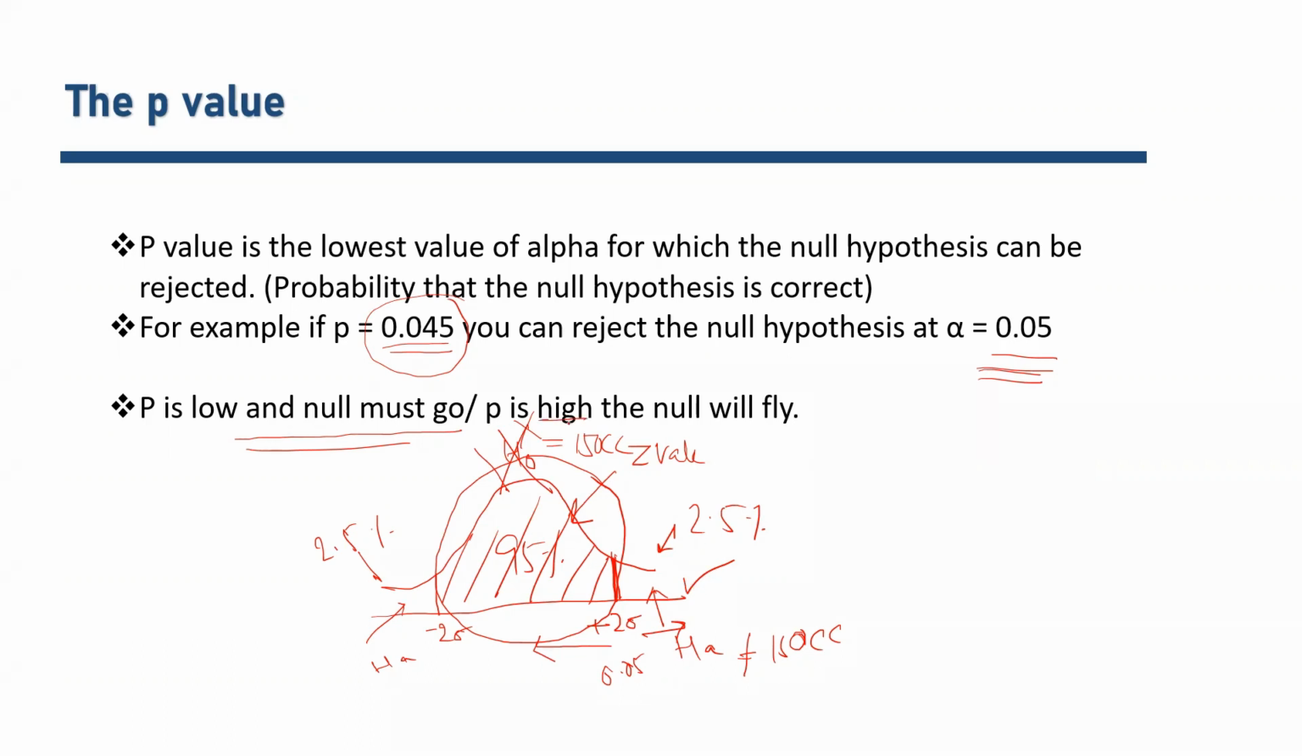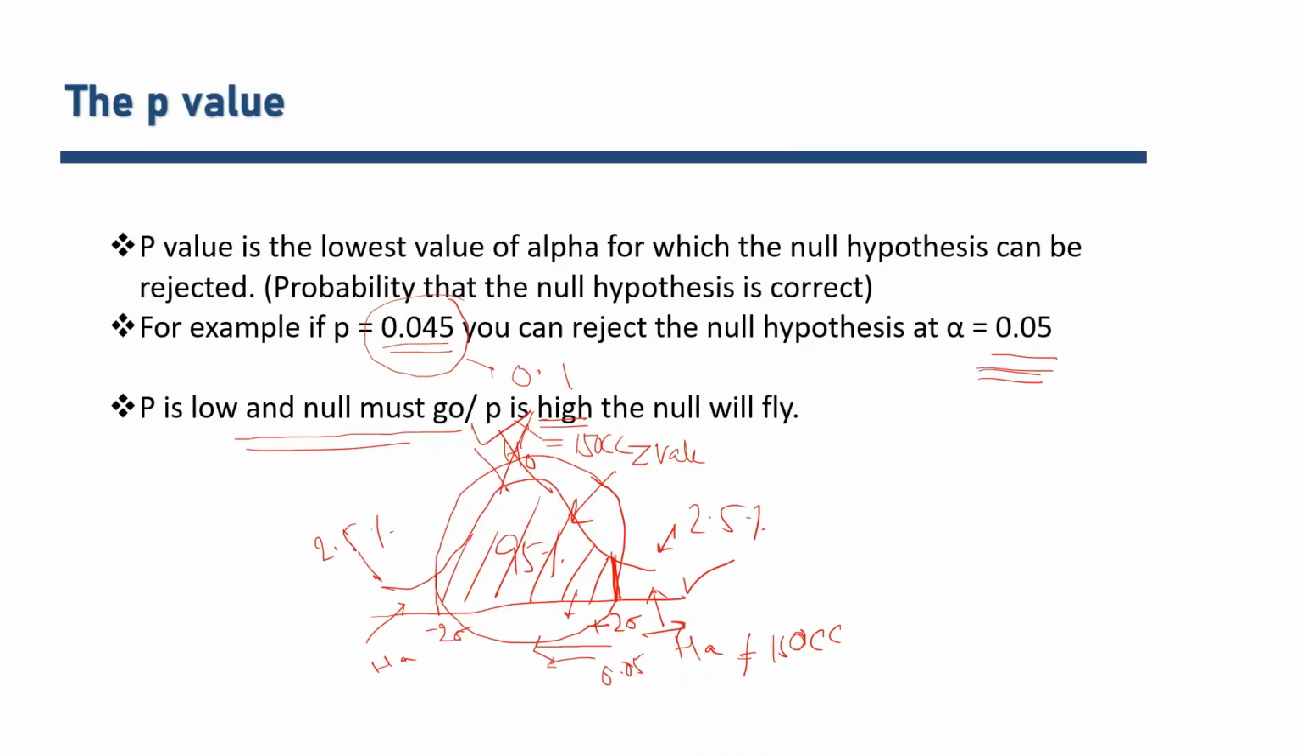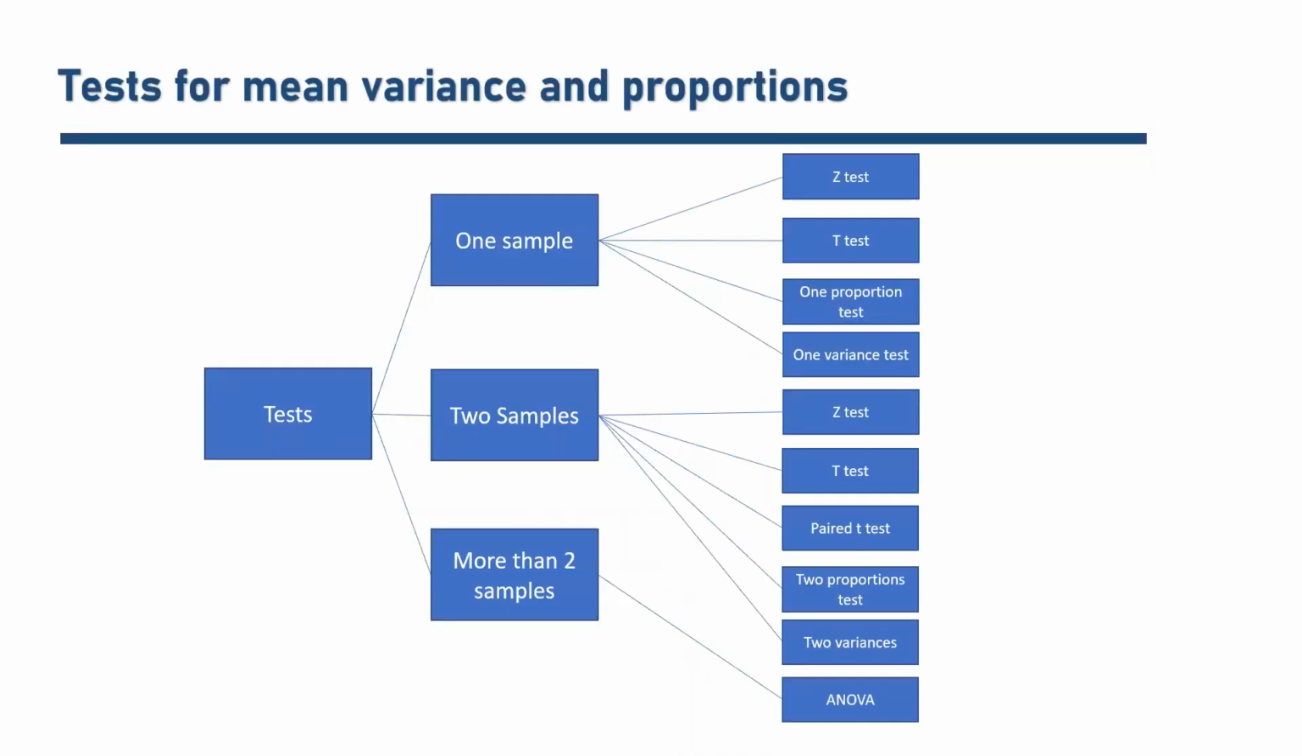And if your P value is high, say for example, instead of 0.05, it was 0.1, 0.1 will obviously stay here. So you will accept the null hypothesis. Okay, so this was the significance of the P value. So we'll do some tests with the help of different types of tests. Before that, if you have any question, do let me know. We'll take a small break and then go through the tests of mean, variance, and proportion.